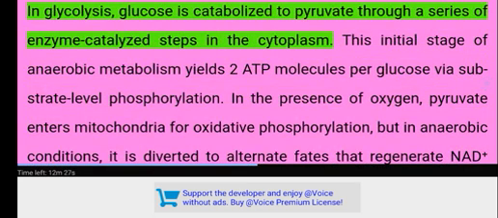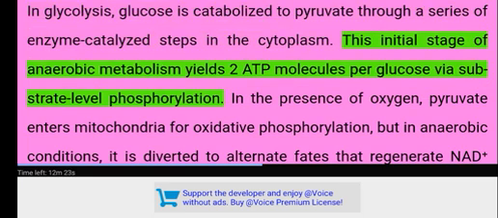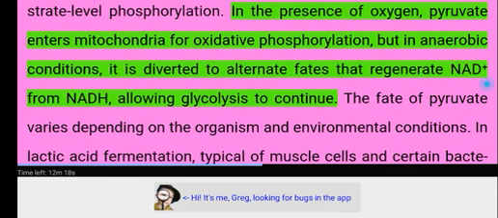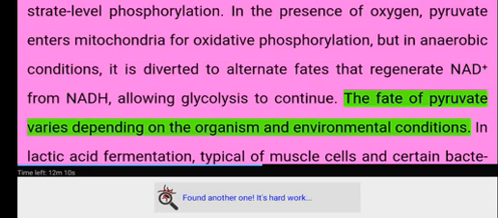In glycolysis, glucose is catabolized to pyruvate through a series of enzyme-catalyzed steps in the cytoplasm. This initial stage of anaerobic metabolism yields 2 ATP molecules per glucose via substrate-level phosphorylation. In the presence of oxygen, pyruvate enters mitochondria for oxidative phosphorylation, but in anaerobic conditions, it is diverted to alternate fates that regenerate NAD+ from NADH, allowing glycolysis to continue. The fate of pyruvate varies depending on the organism and environmental conditions.